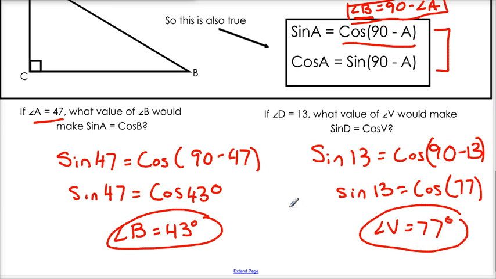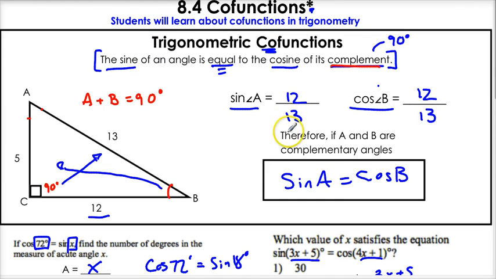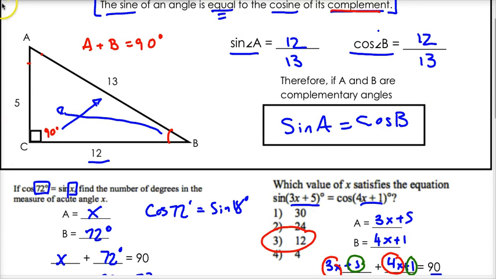So that's it for this lesson. All right, and I'm going to say the key points are this. You have to memorize these formulas. The sine of A is equal to the cosine of 90 minus A. And also, the sine of A is equal to the cosine of B if A and B are complementary. That's it.